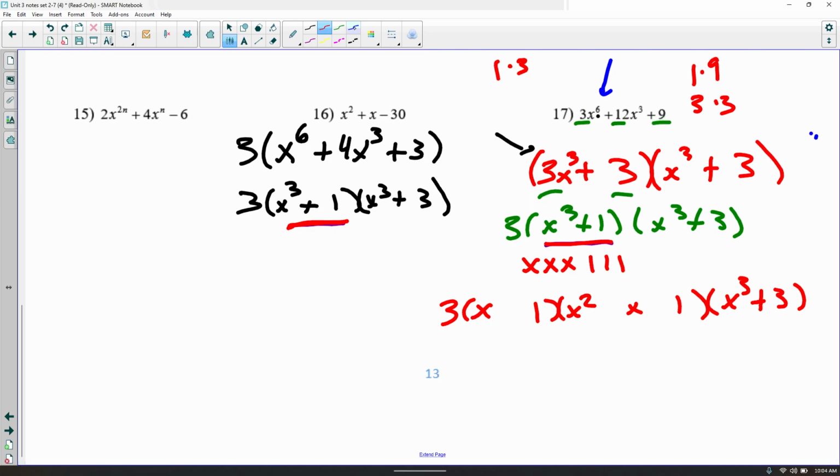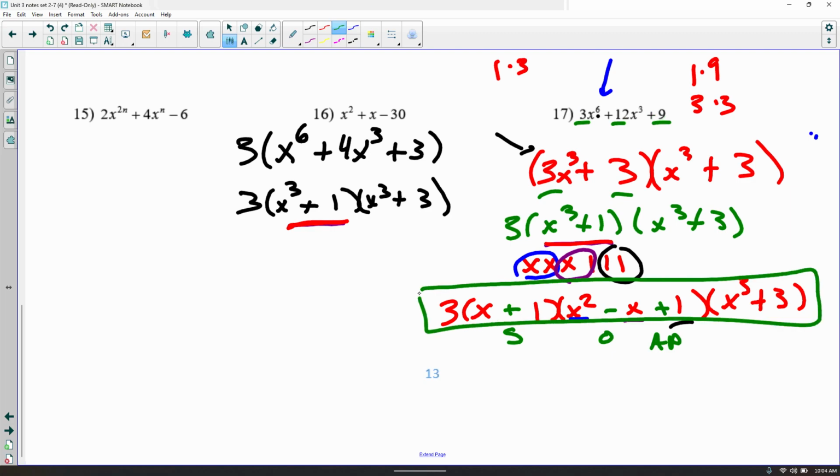If you don't remember the pattern, remember you're taking these here and you're multiplying them to get to each of these terms right here. Yes. And don't forget your symbols. Same, opposite, always positive. So this would be your final answer.